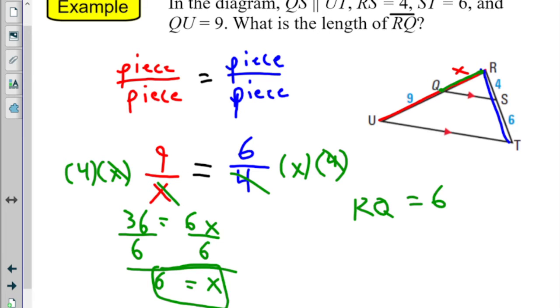If I were asked for R out to U, that entire side, what would that be? What would that entire distance from R to U be if I were asked for it? It would be 15, because I would take my 6 that I just found and add it with the 9 to get my entire side. So do pay attention to what side length and part you're being asked for there. Questions on that problem before we move on to the next one?